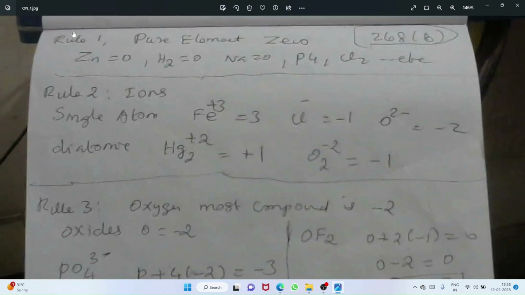Okay. Now for rule 1, pure element, the oxidation number will be 0. Examples like zinc 0, H2 0, sodium 0, Cl2, all 0, pure element. Rule number 2 for the ions, single atom, let us see Fe plus 3, it means oxidation number will be positive 3. Cl minus, oxidation number will be negative 1. O2 minus, oxidation number will be minus 2, that is the charge.